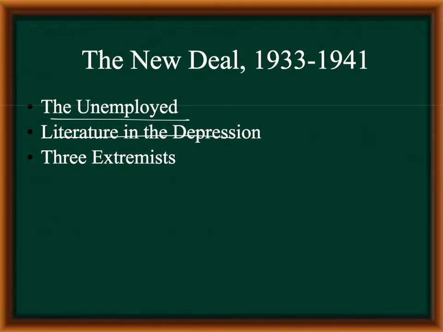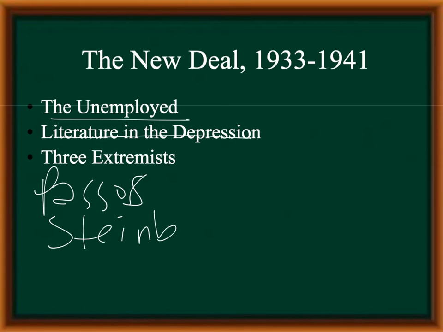So some of the literature during the Depression. There was a writer named John Dos Passos, that's an S, who published the harshly anti-capitalist and super pessimistic trilogy USA between 1930 and 1936. John Steinbeck wrote The Grapes of Wrath.